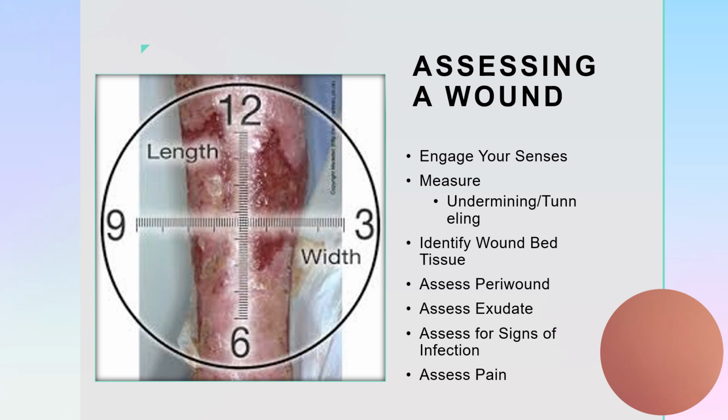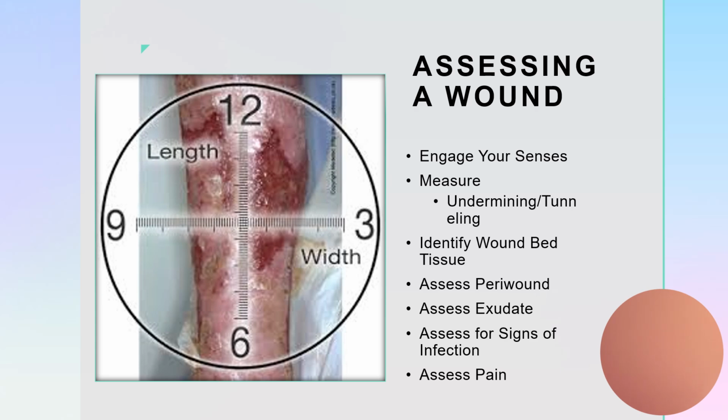Then we're going to measure the wound. And we measure the wound like the face of a clock. The head is always 12 o'clock. The feet are always 6 o'clock. Your right will be 3 o'clock and your left is 9 o'clock. We're going to describe the areas of the wound also according to the clock. In other words, we can say we have a particular type of wound bed tissue between 9 and 12 o'clock, etc.